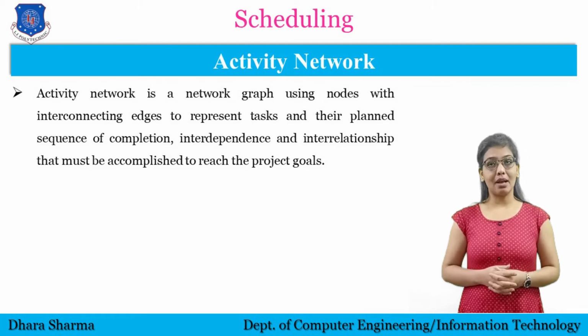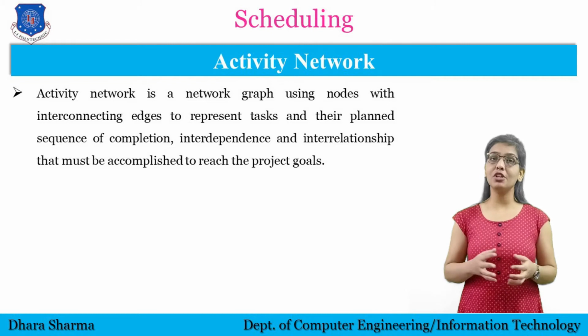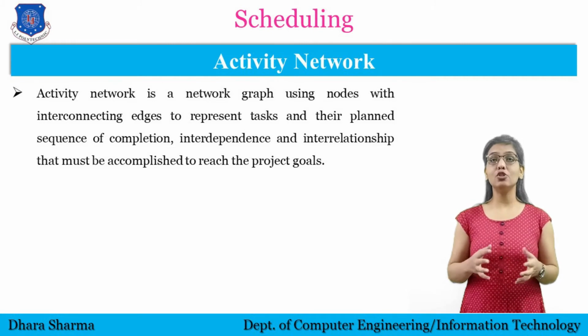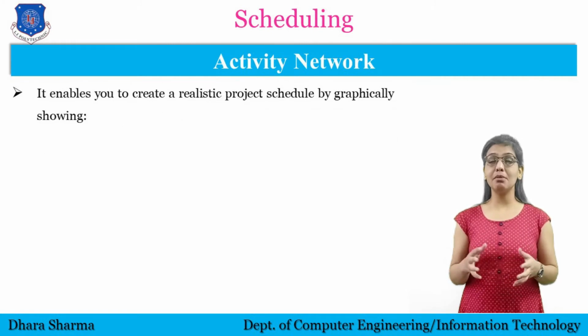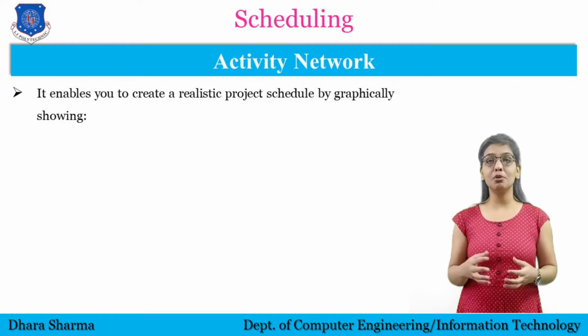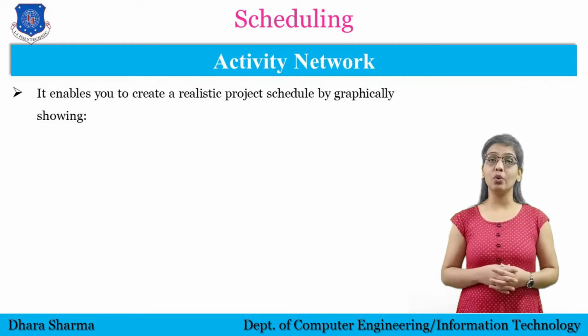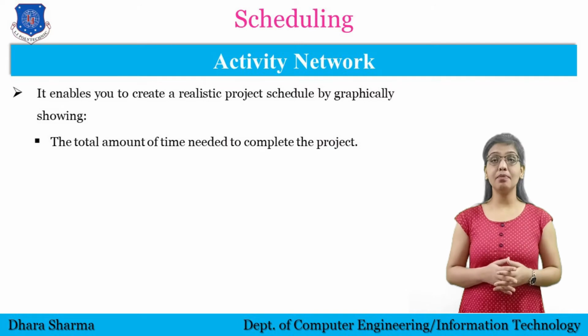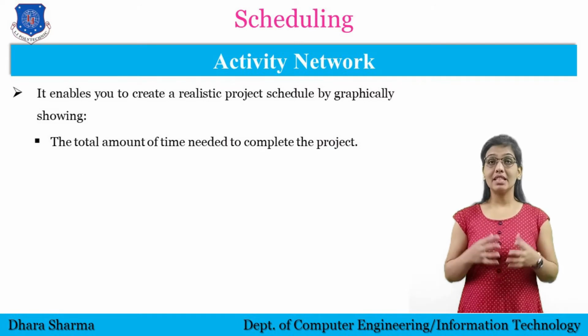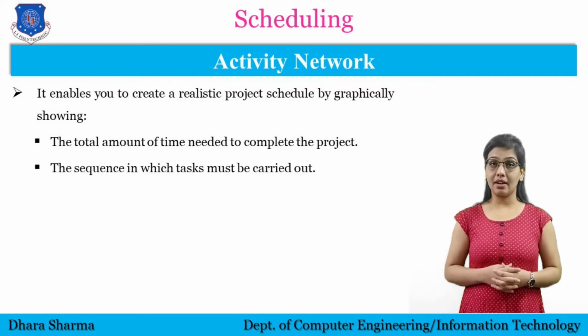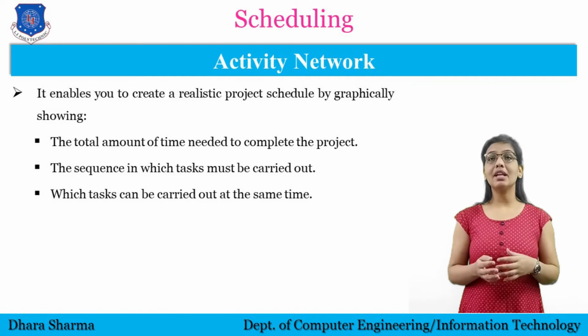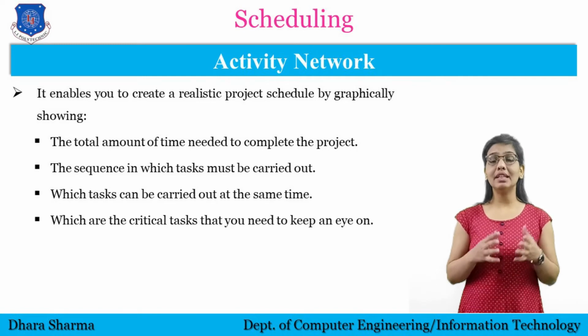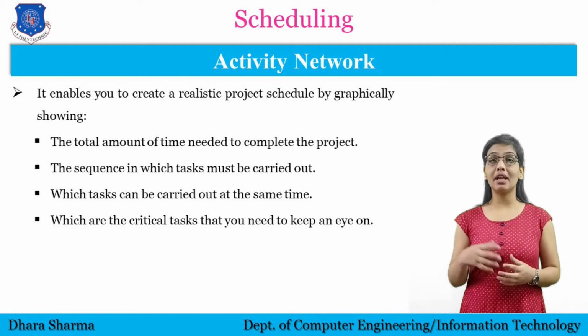Activity network diagram helps to find out the most efficient sequence of events needed to complete any project. It enables you to create a realistic project schedule by graphically showing the total amount of time needed to complete the project, the sequence in which tasks must be carried out, which tasks can be carried out at the same time, and which are the critical tasks that you need to keep an eye on.